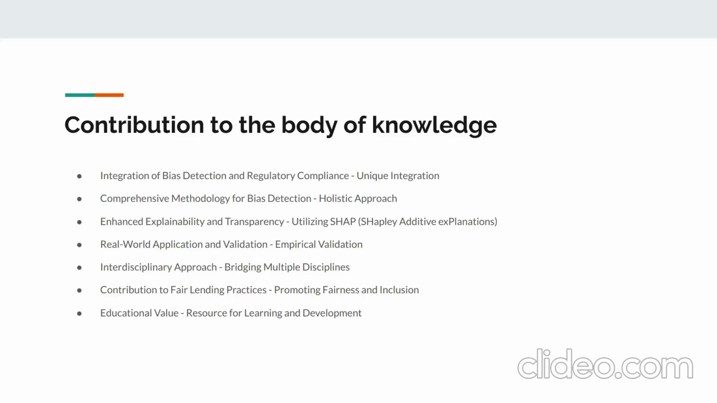Number six, contribution to fair lending practices, promoting fairness and inclusion. By providing a robust framework for detecting and mitigating bias, the tool contributes to promoting fairness and inclusion in financial lending practices. It helps ensure that AI driven loan approval systems serve all segments of society equally, addressing historical biases and fostering greater trust in automated financial decision making.